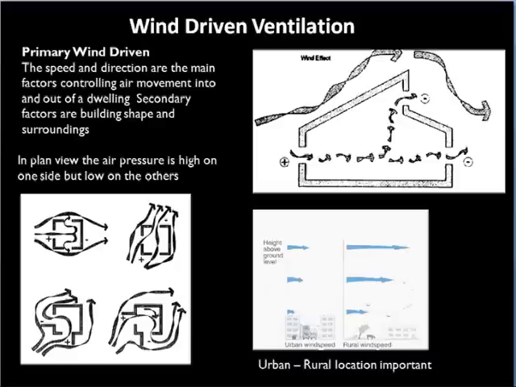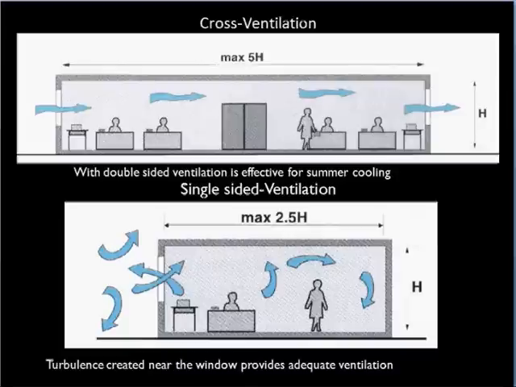In terms of strategies, we might see cross ventilation where air is pulled in and pulled out of a space, and probably about 5 times the height of the space is about the maximum we can get for double-sided ventilation for effective summer cooling. In terms of single-sided ventilation, that flow distance reduces to about 2.5 times the height of the building itself.